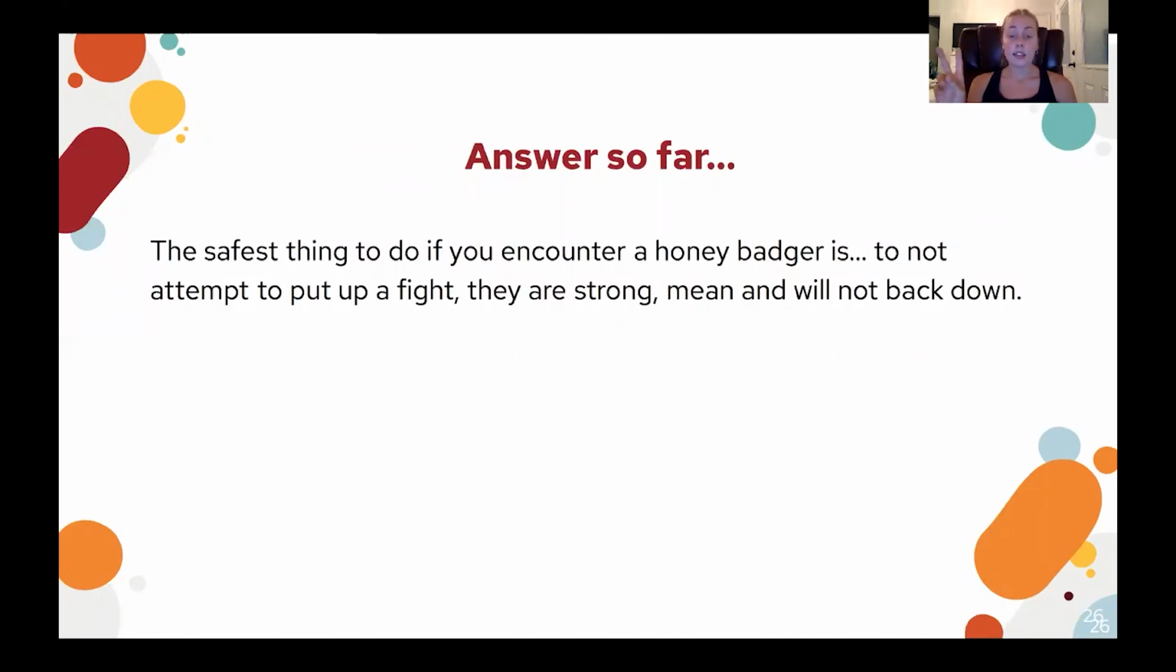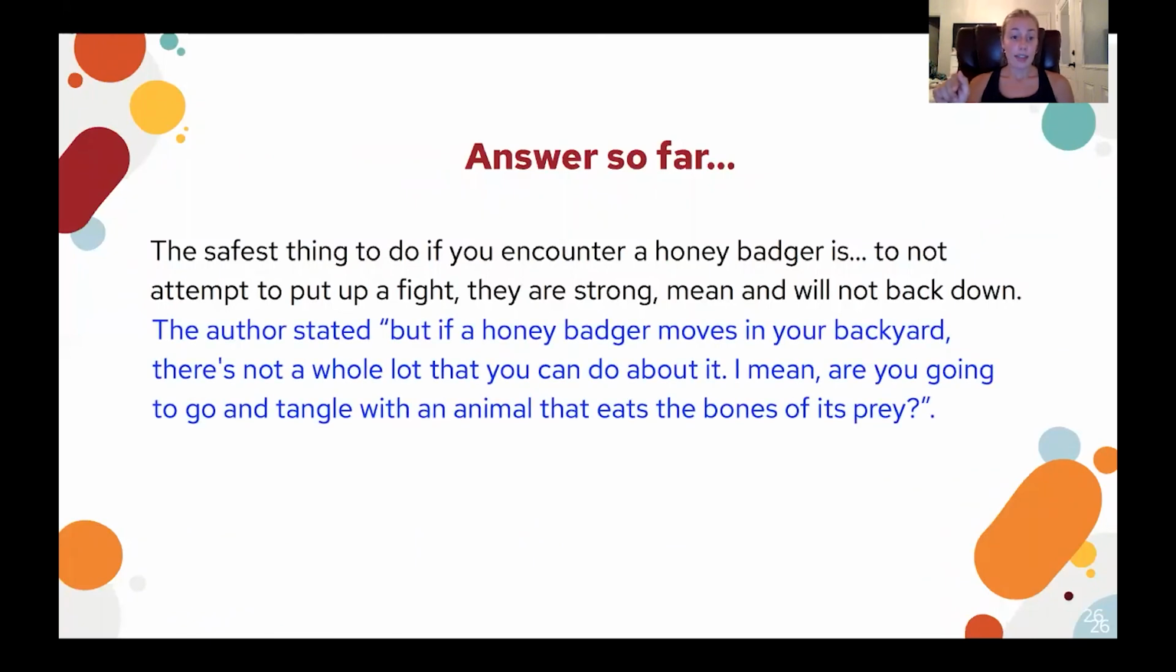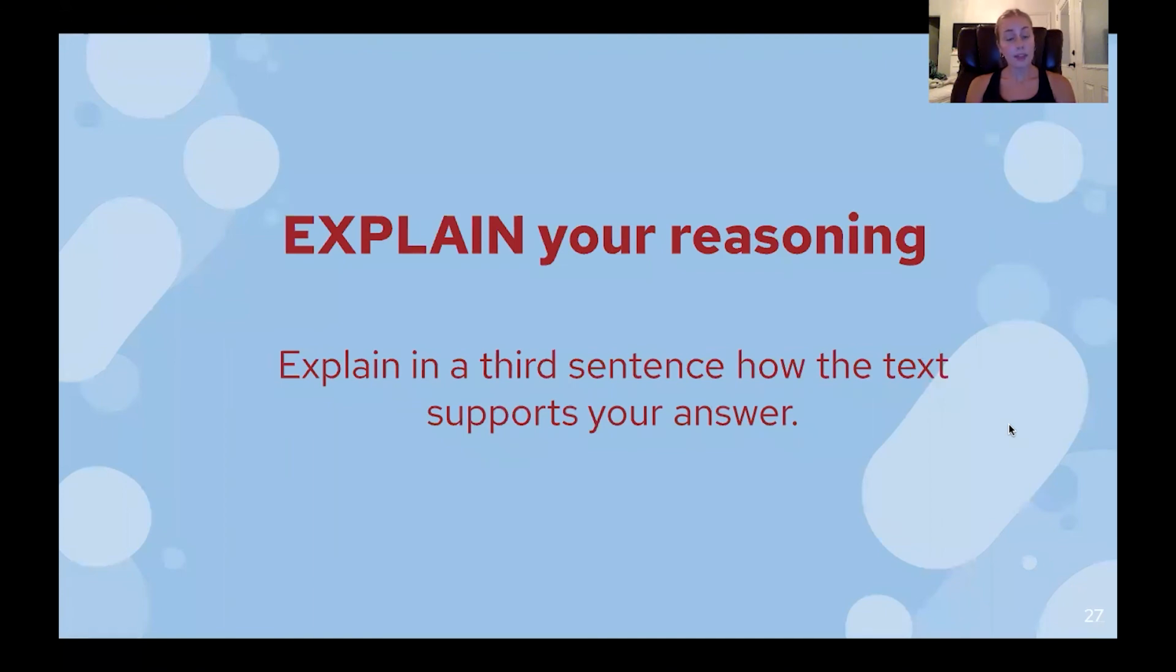Our second sentence is going to be the evidence that we found. So then we're going to include, the author stated, and in quotes, "But if a honey badger moves in your backyard, there's not a whole lot that you can do about it. I mean, are you going to go and tangle with an animal that eats the bones of its prey?" So we're two-thirds of the way done. We've answered our question, we've found a quote, and now we have to explain. So take some time to think about how you might explain your reasoning here, or what your sentence might sound like or look like. And this third sentence is how the text supports your answer.